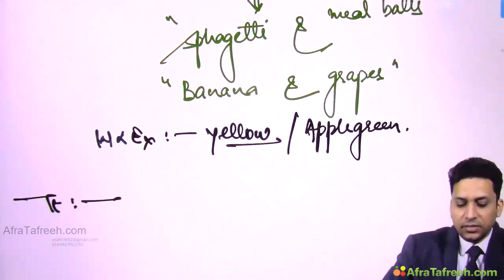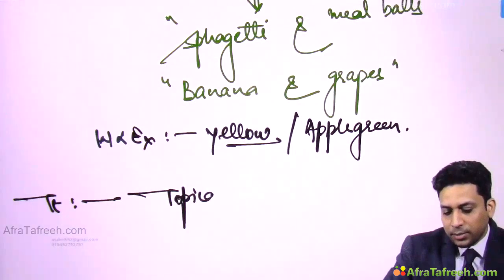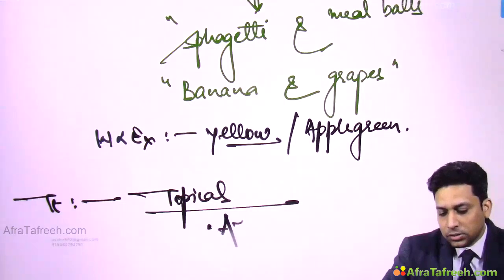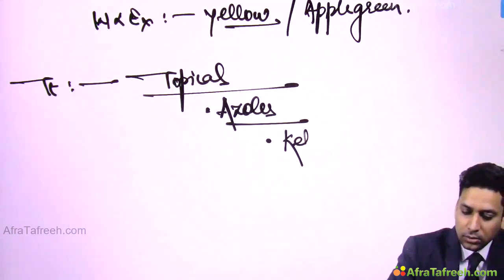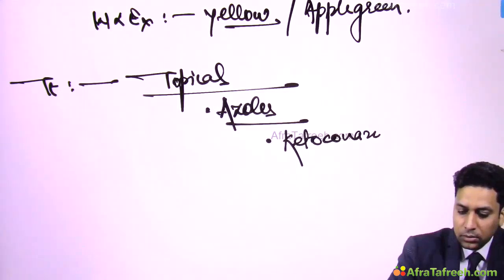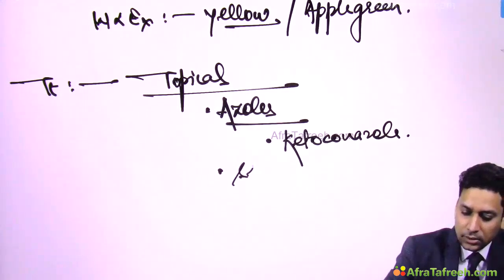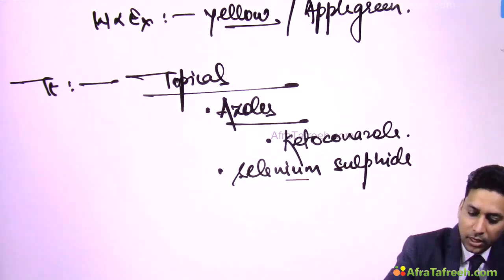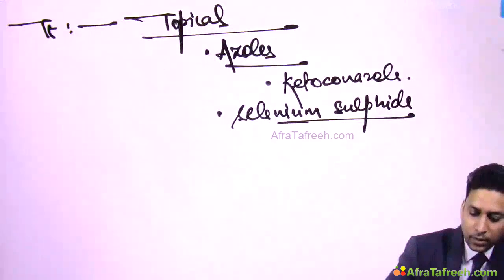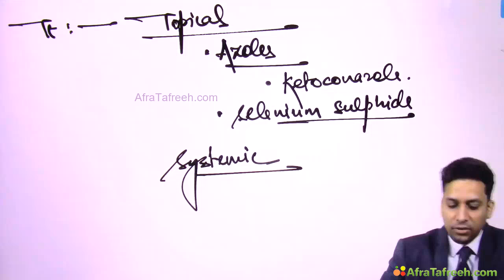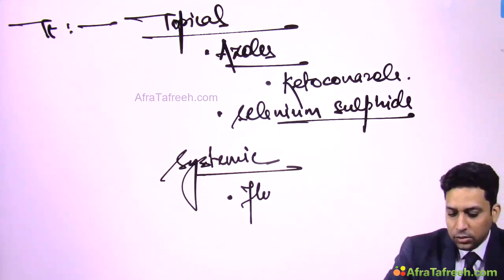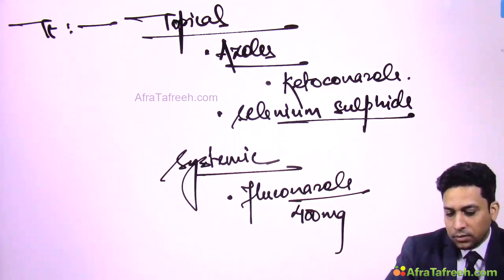If we talk about the treatment of this condition, initially we give topical treatment. Topical treatment can be given in the form of azoles. So you can use ketoconazole, then selenium sulfide is also topically used in these cases. If they are not responding to your topical treatment, you can use systemic treatment in the form of again azoles like fluconazole, 400 mg 1 tablet stat.